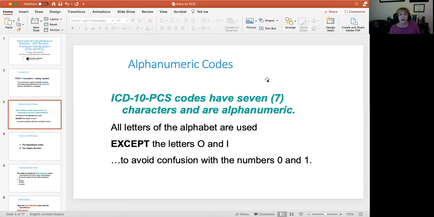Okay? All right. So we know that PCS is about procedures, what was done for the patient. We know that every code will have 7 characters every single time. And it'll be a combination of letters and numbers. And no letter O, no letter I, only 0 and 1. Okay? That sounds pretty cool, right? You could do this. You could so do this. Right, Jennifer? I think so. No, I know so.